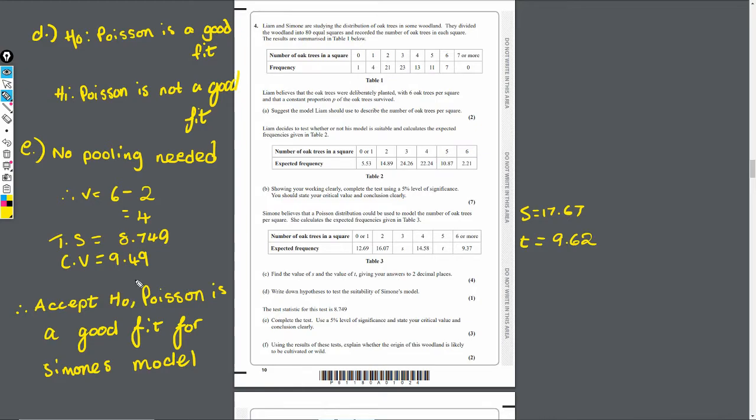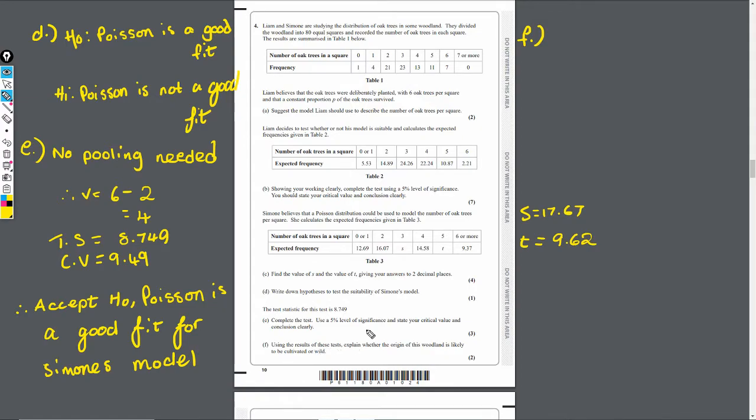And then finally for part F, it says, using these results of the test, explain whether the origin of this woodland is likely to be cultivated or wild. Okay, so we've got to use all the previous information we've just worked out from part A, B, C, D, and E to give us the answers for F. So what it means, or what it's asking, is that are these trees basically planted randomly, so they're wild, or are they planted in a more specific manner, you know, maybe to a pattern, so it'd be cultivated?